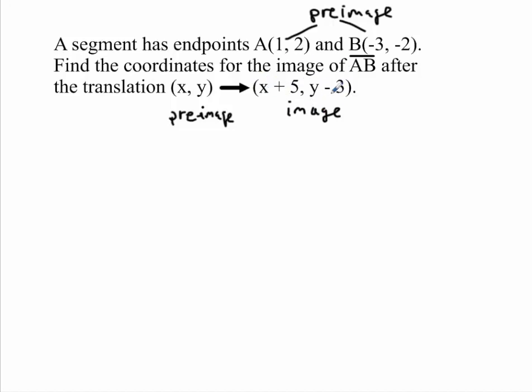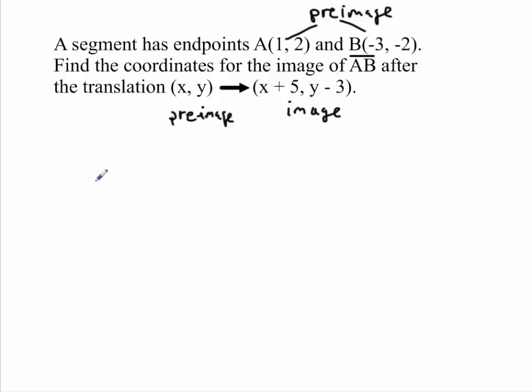So if you want to figure out where the coordinates of the image are going to be for the segment AB, then you have to apply this rule here. And basically what the rule is saying is take every ordered pair, and whatever the x value is, you're going to add 5 to that x value. Whatever the y value is, you're going to subtract 3 from the y value. And then once we do that rule to each point, we'll have our coordinates for the image.